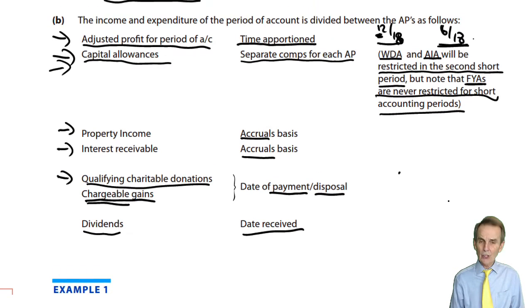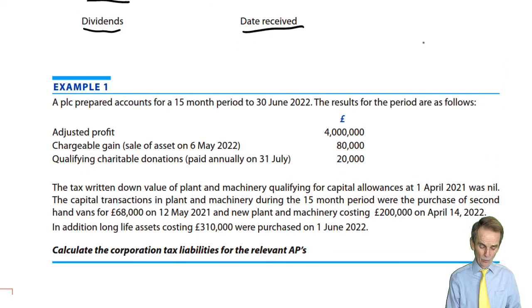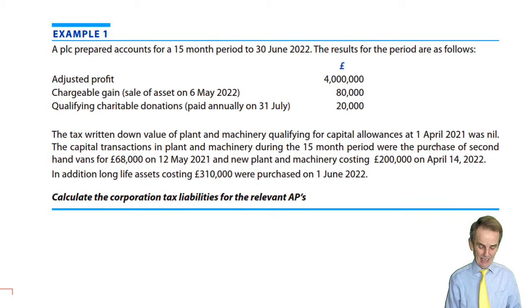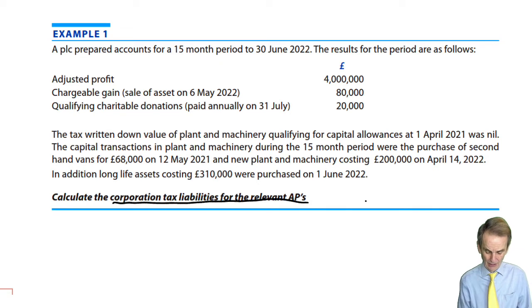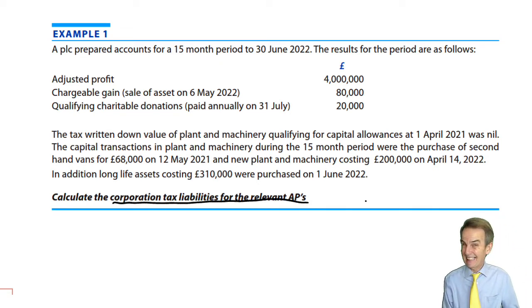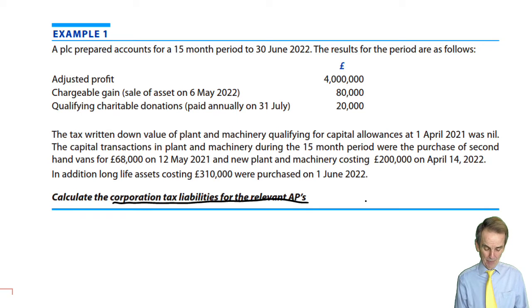So all of the content of the corporate tax computation, in terms of income, in terms of outgoings, we now have a way of taking from one statement of profit or loss and putting the content of that into 2 separate corporation tax computations. So all we need to do now is to test out our newfound knowledge in terms of example 1. So what are we going to do? Calculate the corporation tax liabilities for the relevant accounting periods here.